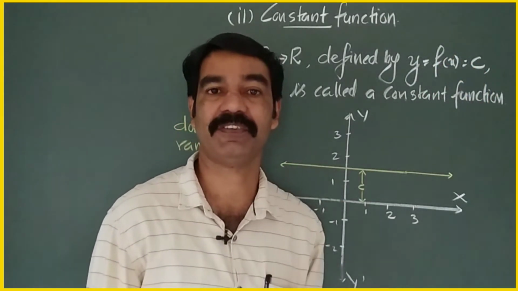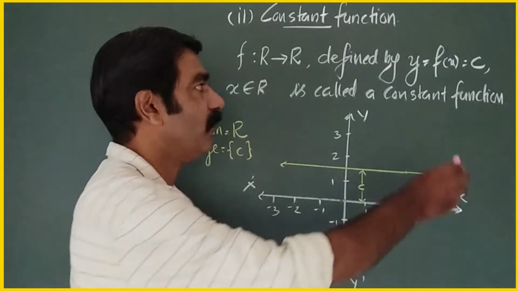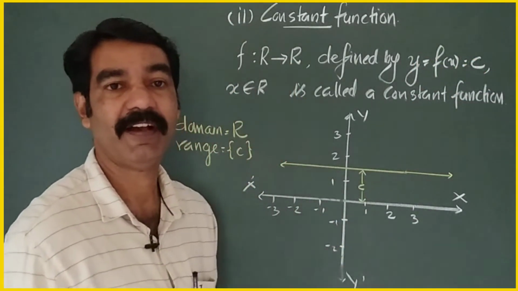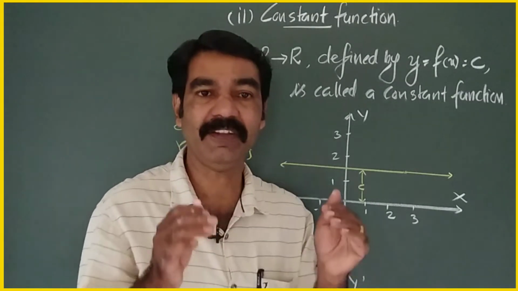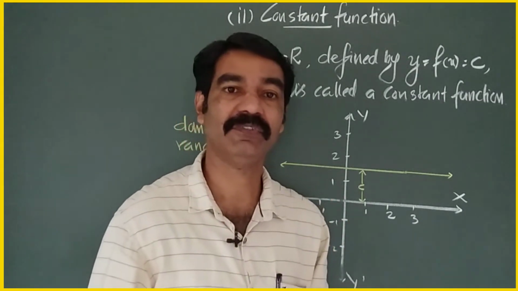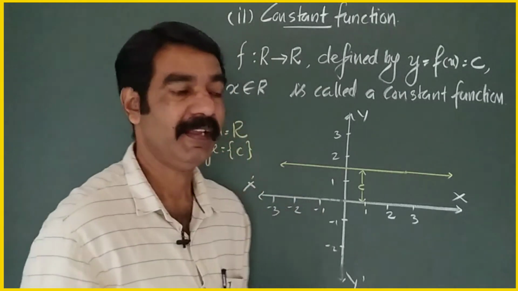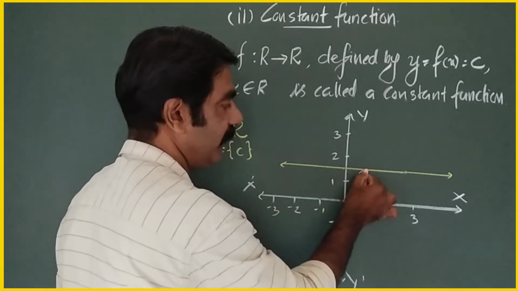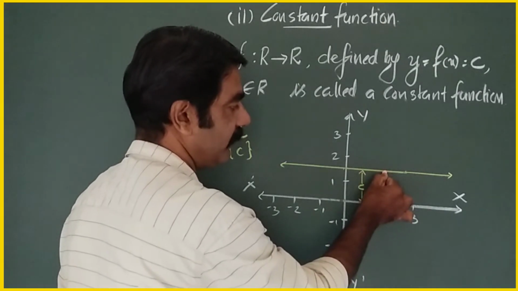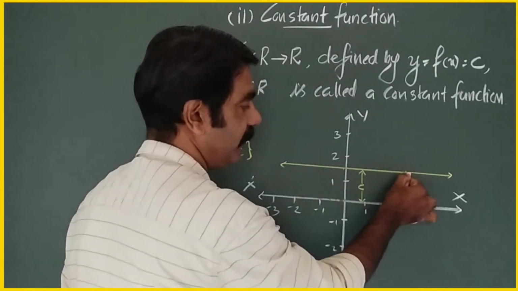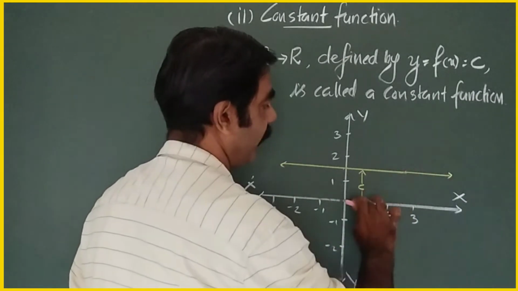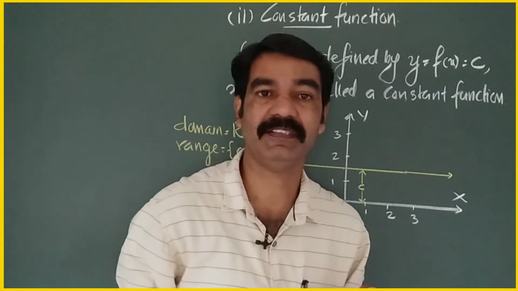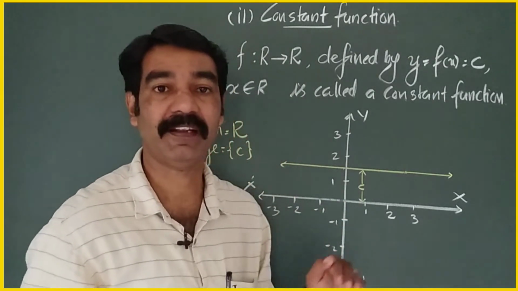A constant function. When x is 1, the value of y is c. When x is 2, the value of y is again c. For any value of x, the value of y is c. So if you draw the graph, when x is 1, y is c; when x is 2, y is c; when x is 3, y is c. So this is a line parallel to the x-axis. The graph of a constant function is always a straight line parallel to the x-axis.